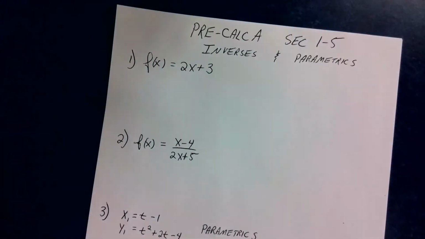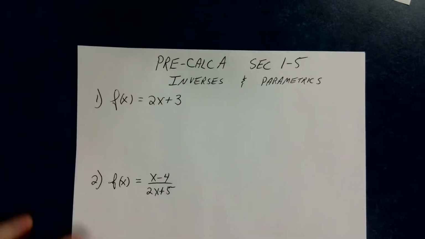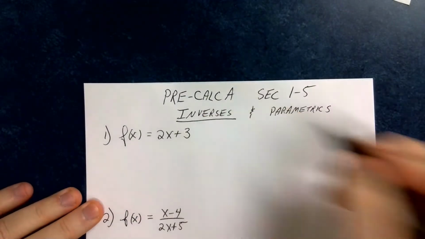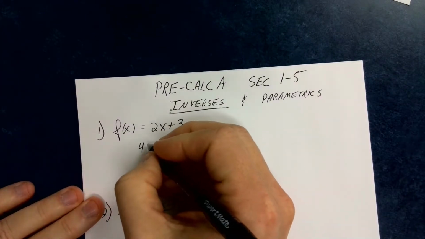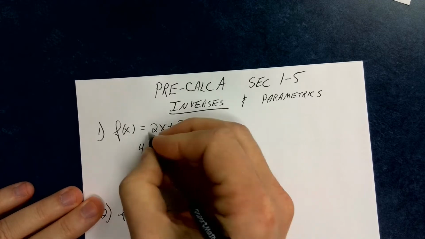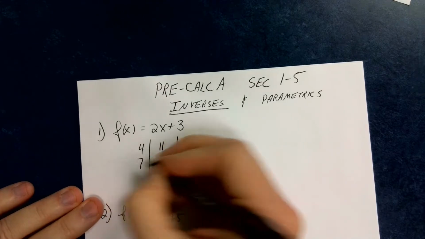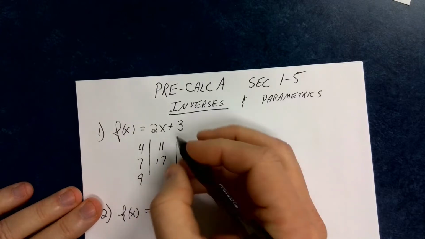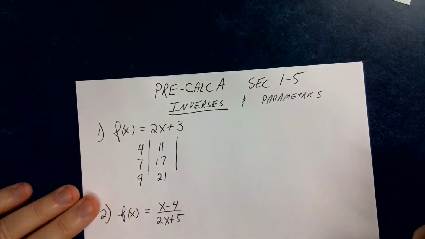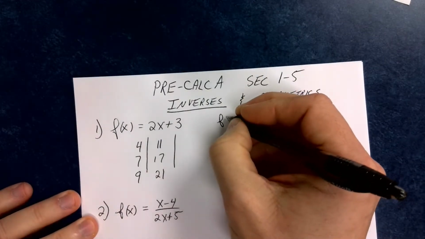Okay, so here we go. Parametrics and inverse functions. So we're going to start with just a regular function, 2x plus 3. Start pretty basic. And we're going to talk about inverses. So for instance, if I plugged in a 4 into this function, then you know that 2 times 4 is 8, plus 3 is 11. And if I plugged in a 7, I'd get 17. If I plugged in a 9, then I would get 21.